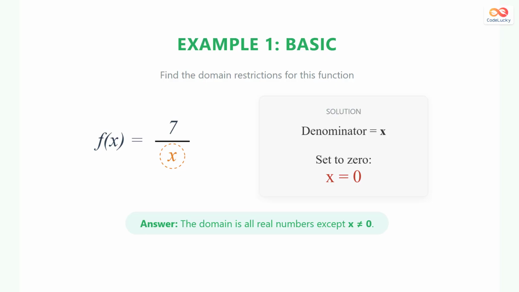Let's look at a basic example. Here we have the function f of x equals 7 divided by x. We look at the bottom, which is just x. We set it to 0, and there's nothing to solve. X equals 0. So our answer is simple. The domain is all real numbers, except x cannot be 0.